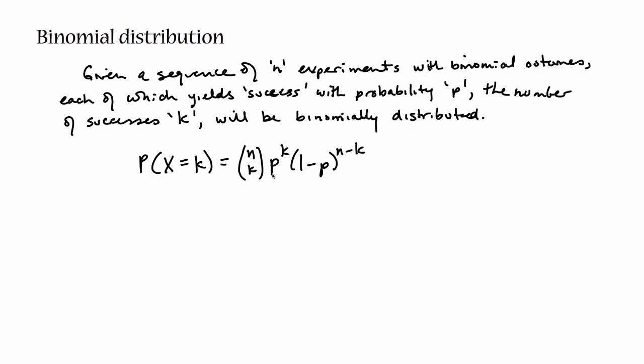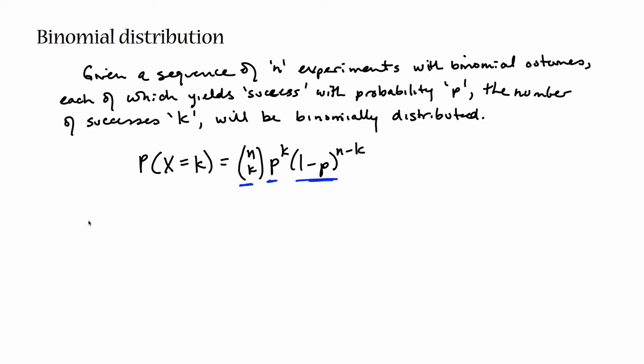p to the k is the probability of 1 success raised to the number of successes, which is the probability of getting k successes. And 1 minus p to the n minus k, that's the probability of getting the rest failures. So it's the probability of getting the k successes times the probability of getting the rest failures multiplied by the number of ways you can do that. Makes good sense. I'm also going to link out to a proof of this for you, but I think it makes good intuitive talking it out sense on its own.